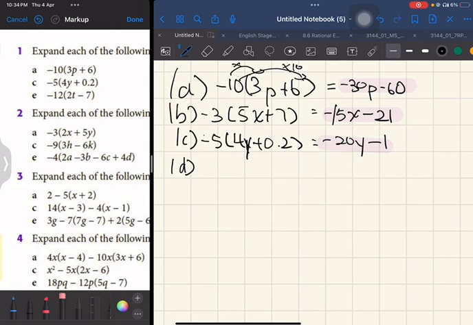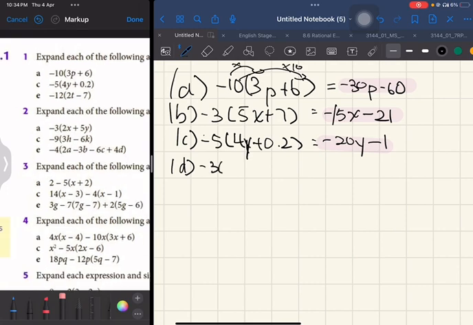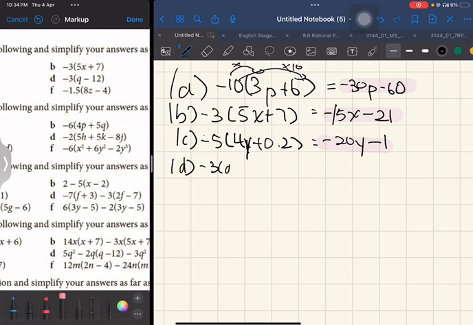Okay, question 1d: -3(3q subtracted by 12). So -3 times 3q, you're going to get -9q. And negative times negative, we're going to get positive. So we're going to add 3 times 12, which is 36. You can't simplify it, so we just get this answer.